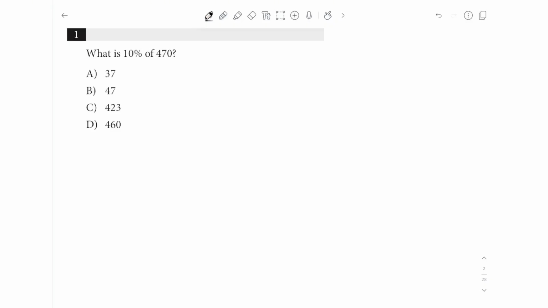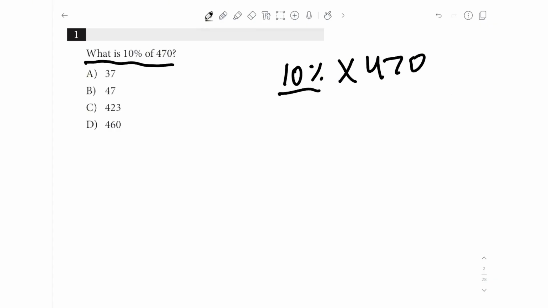All right, question number one. Question number one is asking us, what is 10% of 470? To find a percentage of a number, we just need to multiply the percentage by the number. Before we can do that, we need to convert our percentage into a decimal. So that would look like 0.10 times 470.